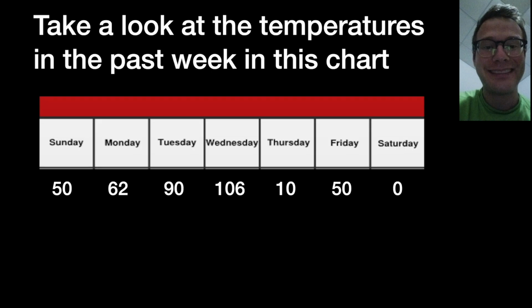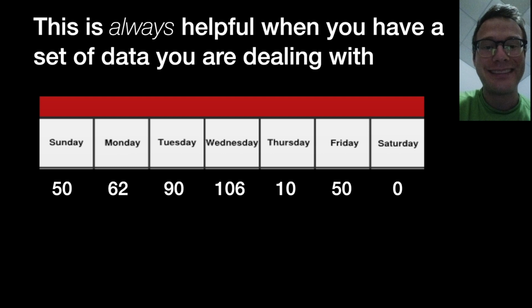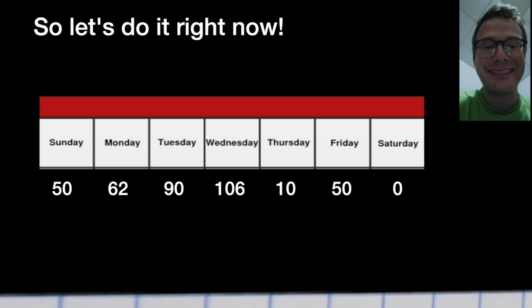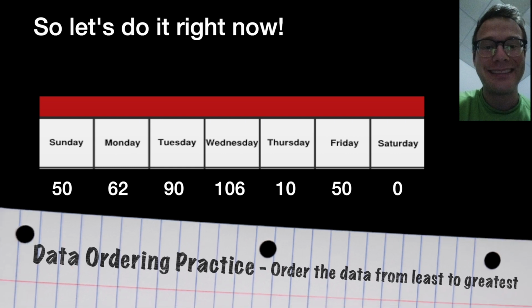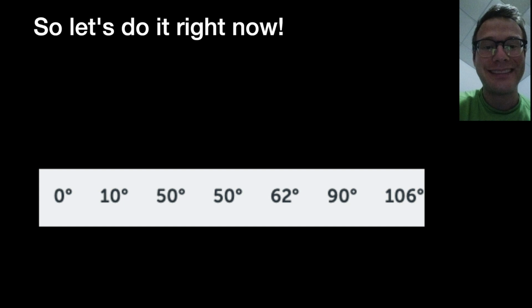Take a look at the temperatures in the past week in this chart. The first step to help the residents of Whateverville solve this problem is to sort the temperatures from least to greatest. This is always helpful when you have a set of data you are dealing with. So let's do it right now. 0, 10, 50, 50, 62, 90, 106.